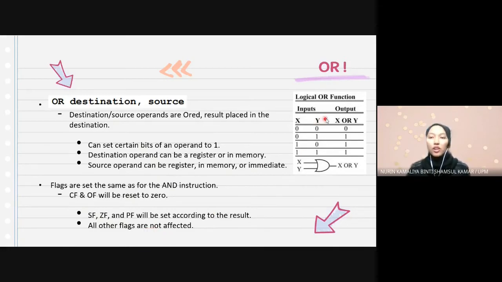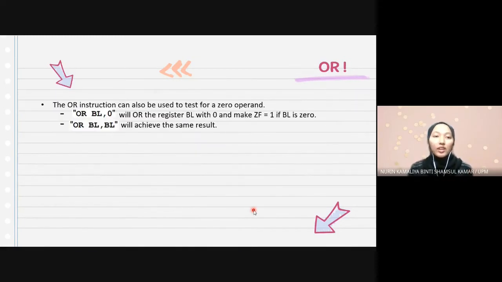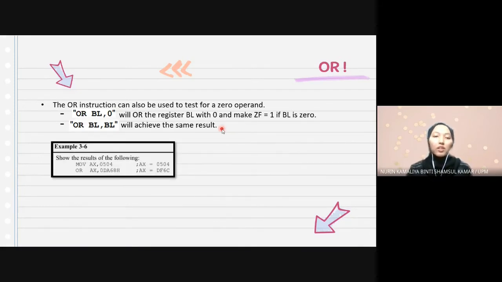For the logical OR function, we add both inputs to get the output. The OR instruction can also be used to test for a 0 operand. OR BL, 0 will OR the BL with 0 and make ZF equal to 1 if BL is 0. OR BL, BL will achieve the same result. For example, show the result of the following. They give you MOV AX, 0504 and OR AX, 0DA68. So the data value for AX is 0504.